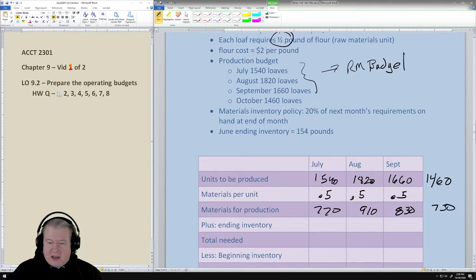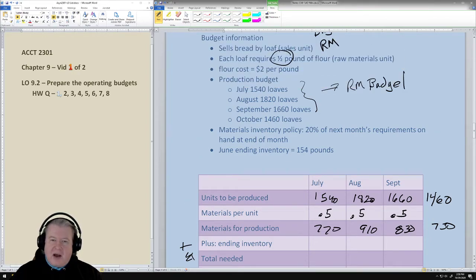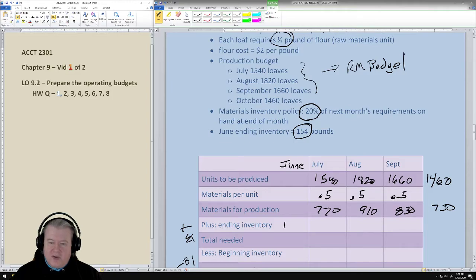I might not do it all the way out to this month, but let's just take a look. So if you notice, this is going to be the same thing. It's going to be the production plus ending inventory minus beginning inventory equals the thing that we're looking for, the quantity to purchase. So what is our ending inventory? Well, let's take a look. Our policy is 20% of next month's requirements. Ending inventory is for the end of June. The ending inventory for June was 154.